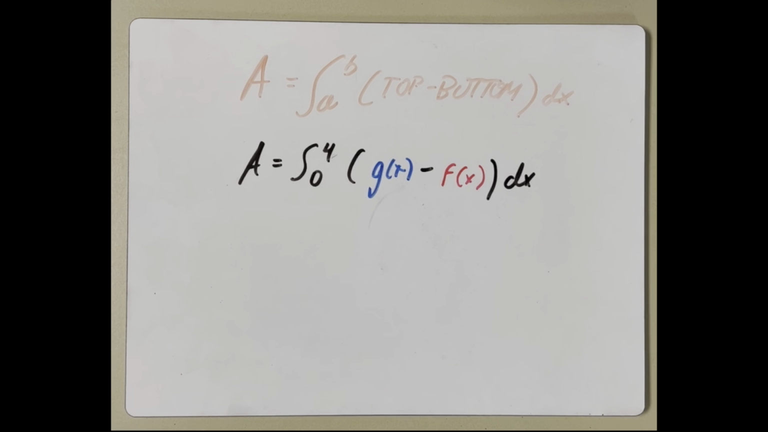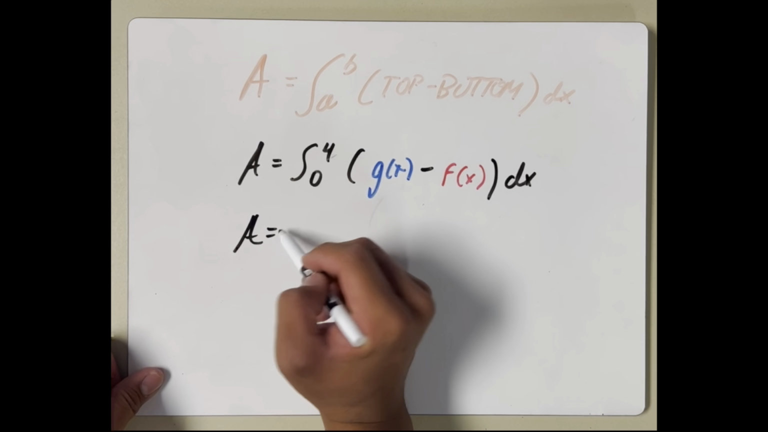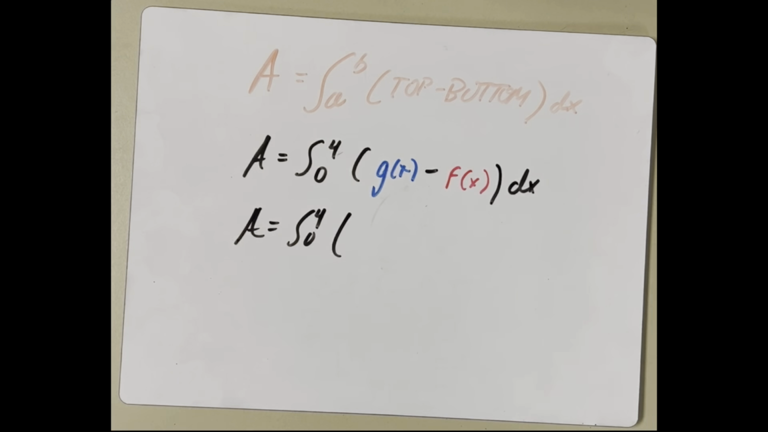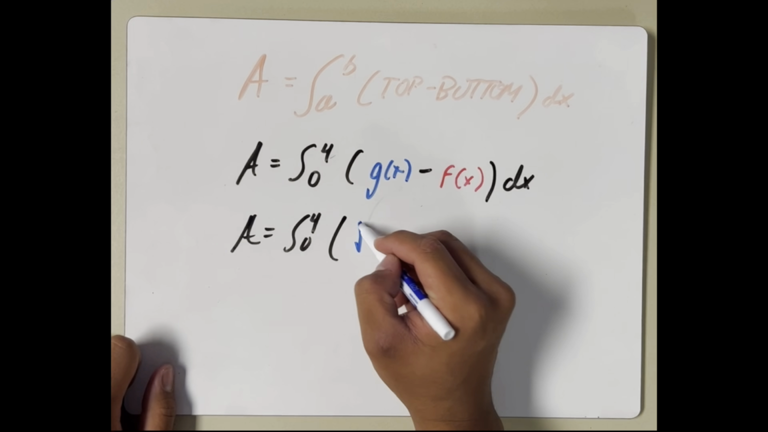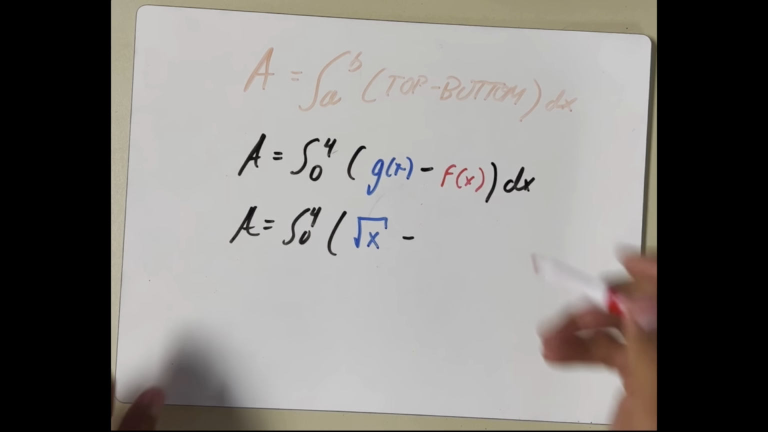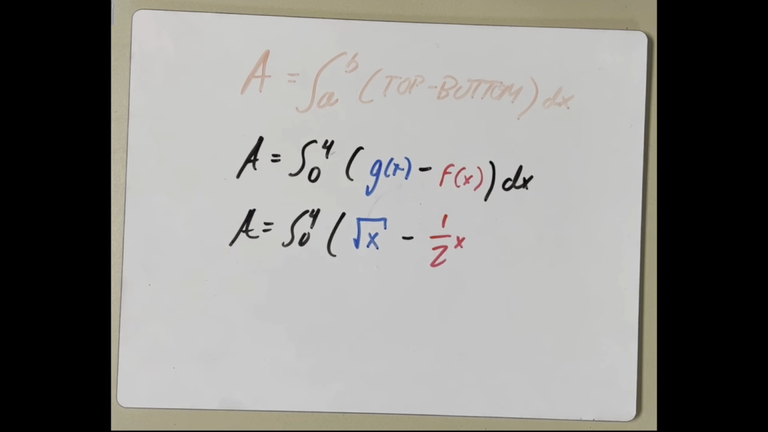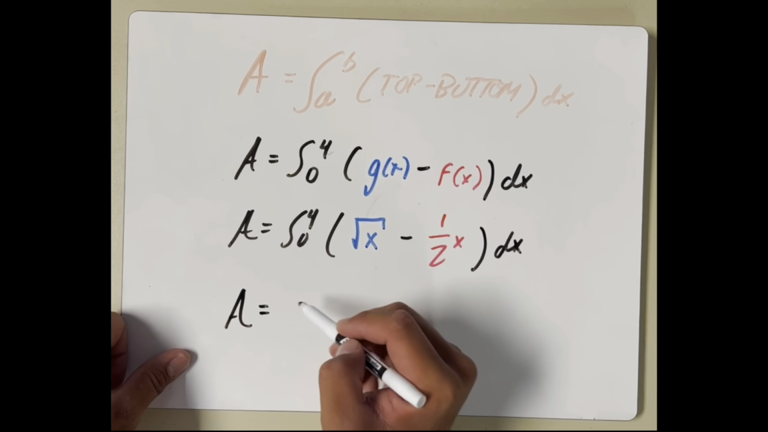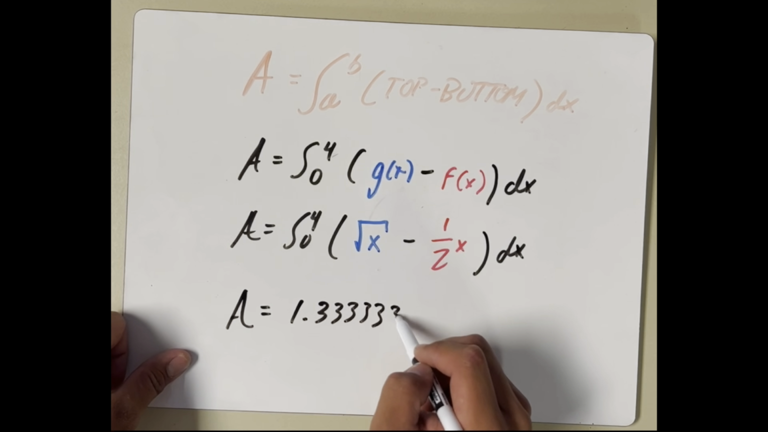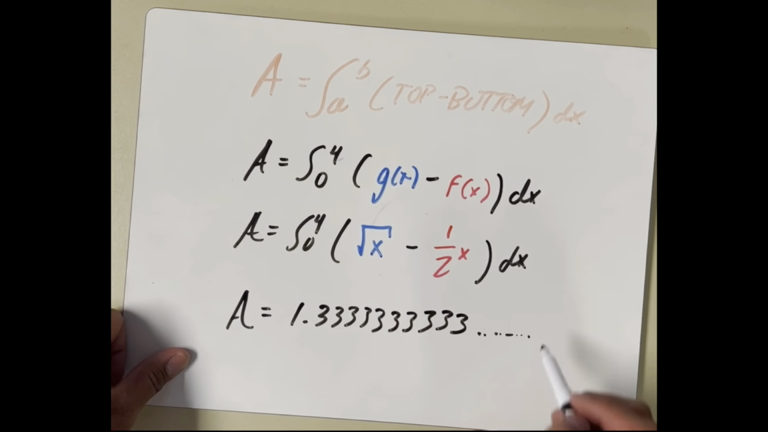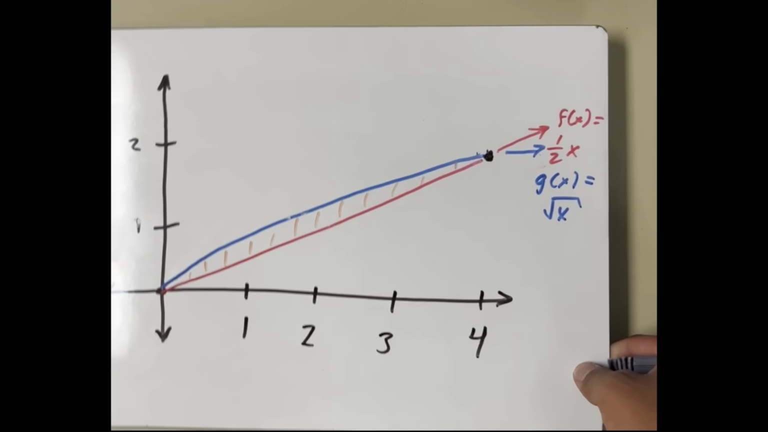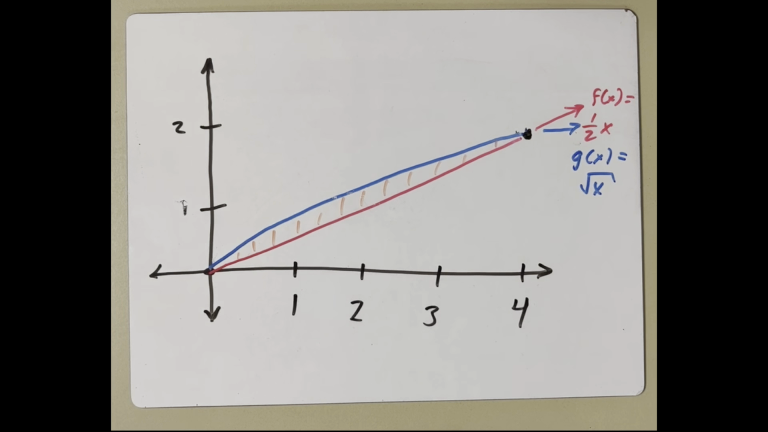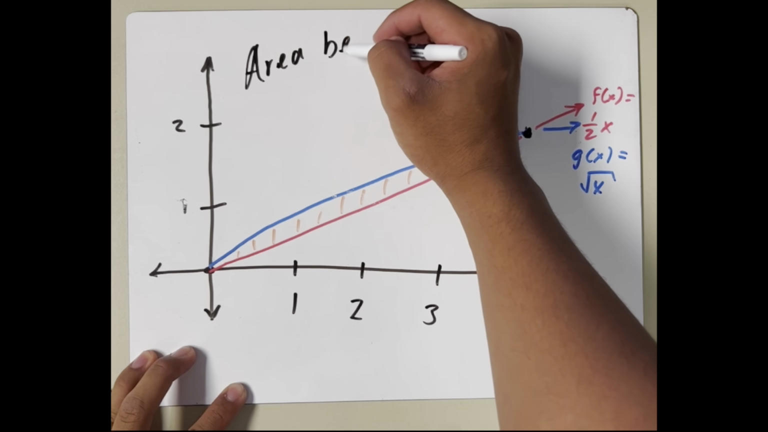At this point we are going to plug in the actual functions into the formula. When we find the integral of the square root of x minus 1/2 x from 0 to 4, we find that the area is 1.3333 repeating.